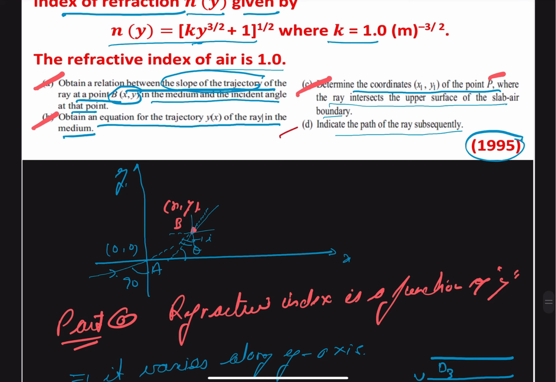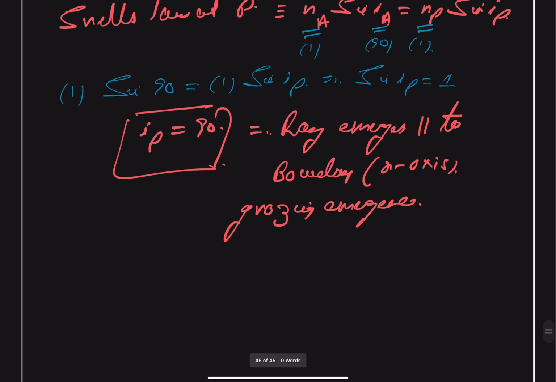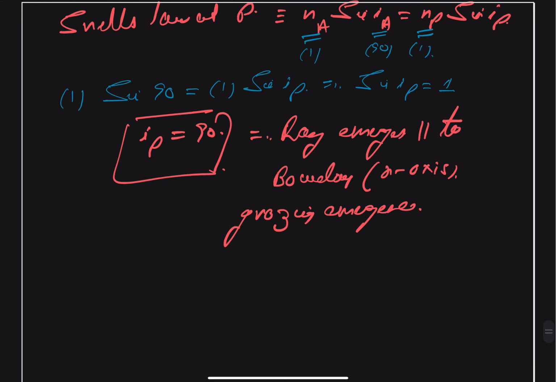Yeah. So I think this completes it. These were the questions, a total of 8 questions that were asked from 93, 94 and 1995. So this completes all the 8 questions.